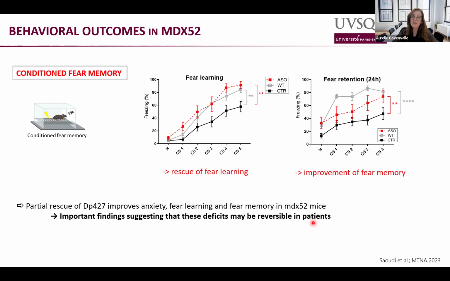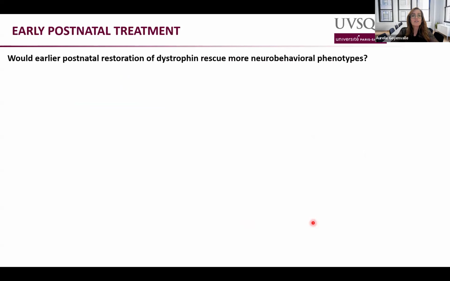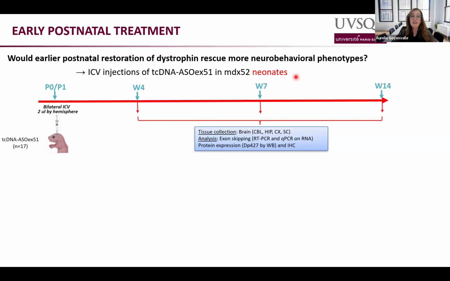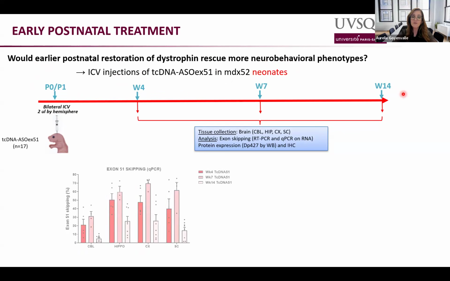which is important to suggest that this may be reversible in patients. And the last part that I wanted to show you was some work that we're currently doing because we're wondering if we could eventually restore more neurobehavioral phenotypes if we could induce restoration of dystrophin earlier and do an early postnatal treatment. So we've investigated ICV injections in neonates. And so we're doing ICV injection at P0 or P1 and look at the dystrophin, exon skipping and dystrophin levels at 4 weeks, 7 weeks, or 14 weeks after the treatment.